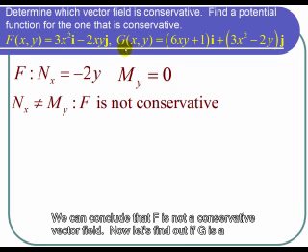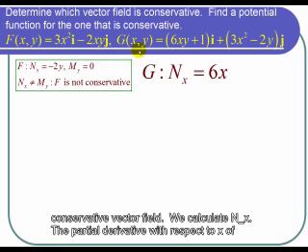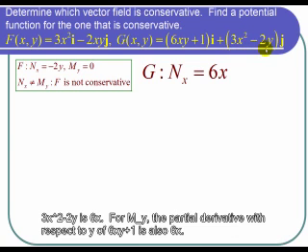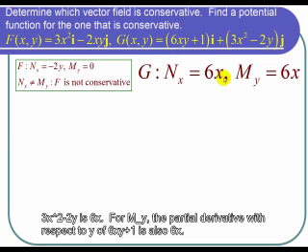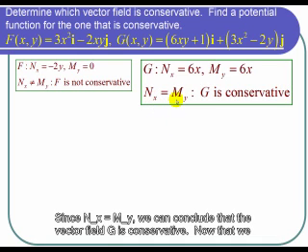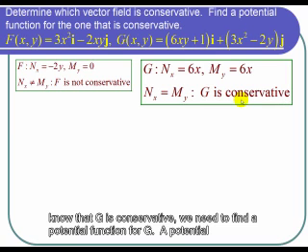So now let's find out if G is a conservative vector field. So we calculate N sub x, and the partial derivative with respect to x of 3x squared minus 2y is 6x. And M sub y, the partial derivative with respect to y of 6xy plus 1, is also 6x. So since N sub x is equal to M sub y, we can conclude that the vector field G is conservative.